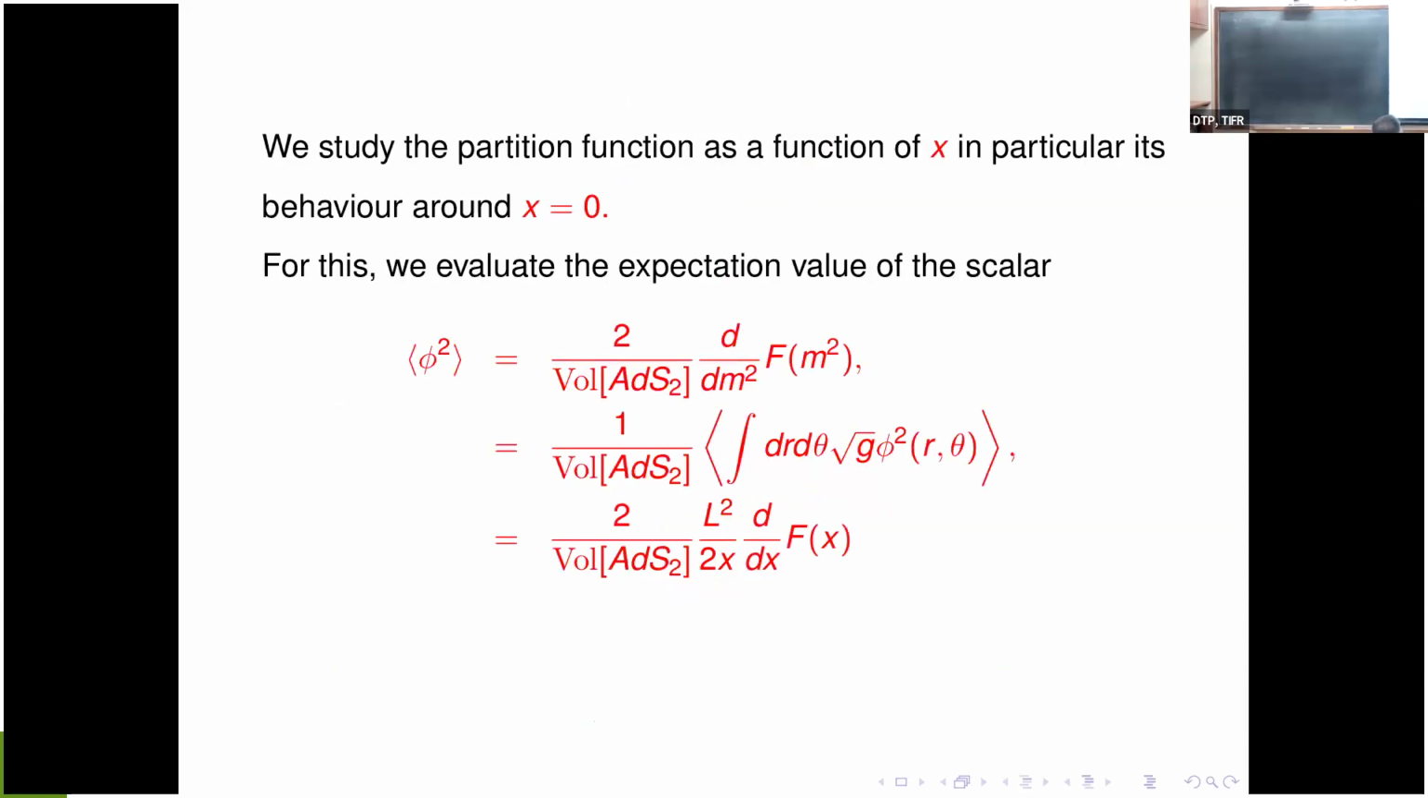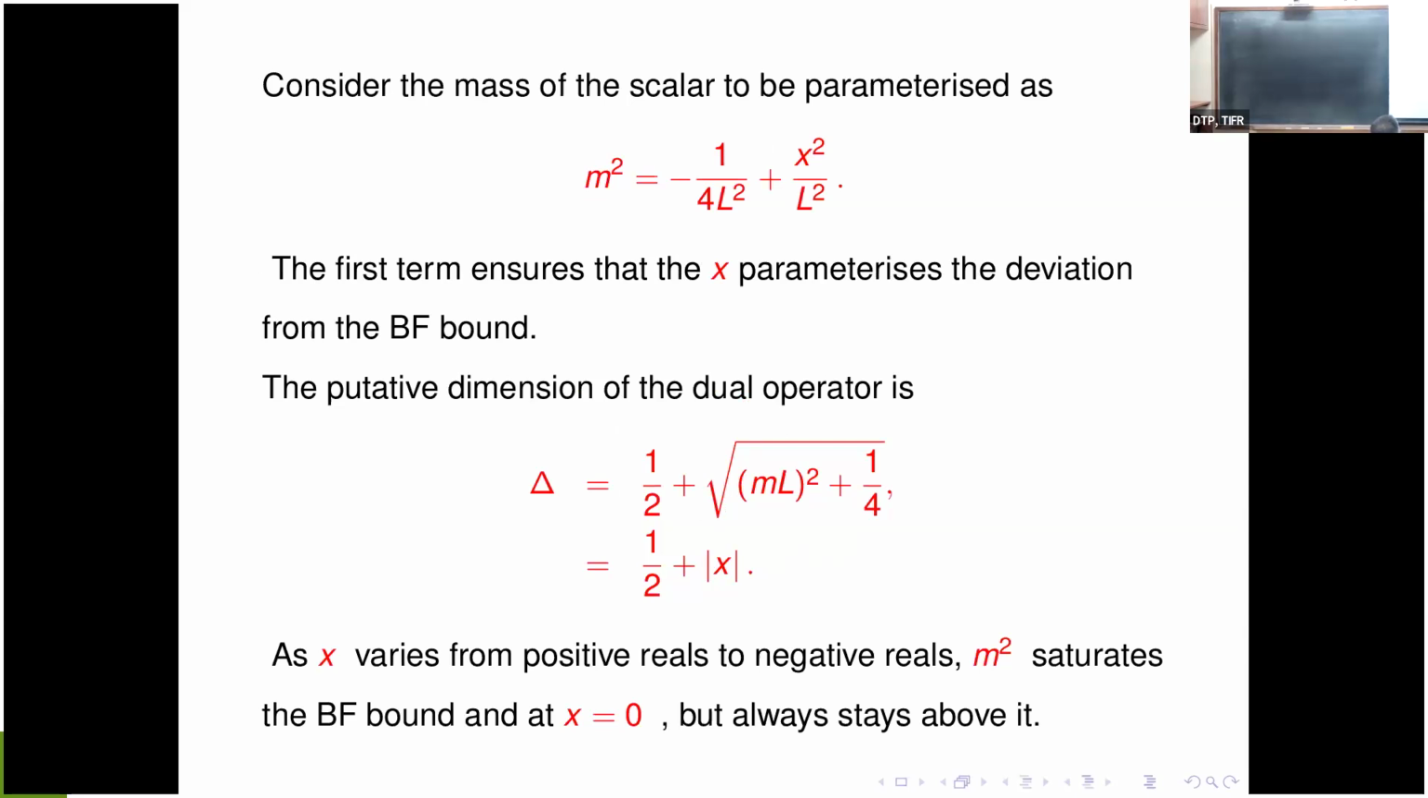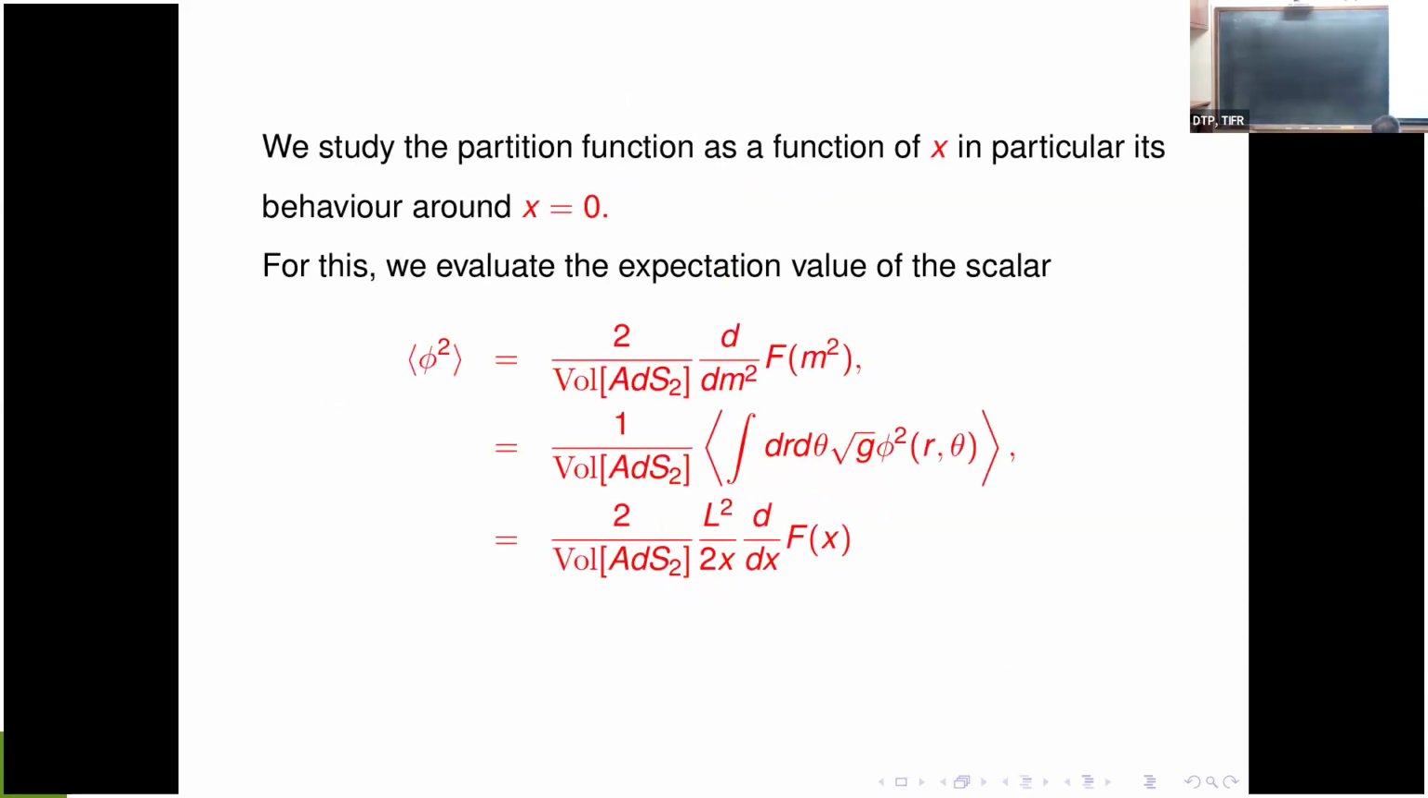What is the volume of AdS2? On the next one, you are saying the volume of AdS2 cancels, or it doesn't? Eventually it will cancel in phi squared because the free energy is extensive, and then it will cancel.